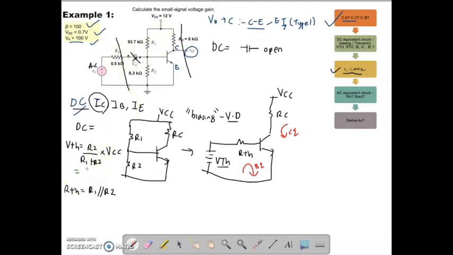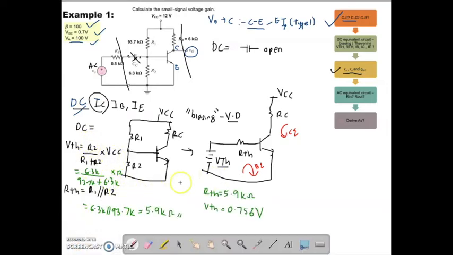So here, 6.3K divided by the total of the R, 93.7K plus 6.3K, multiplied by 12. And the same here, 6.3K parallel to 93.7K. Once you calculate using your calculator, you can get the value of your VTH and RTH. Based on the equation just now, you get RTH as 5.9K and VTH as 0.756. So now what's next?